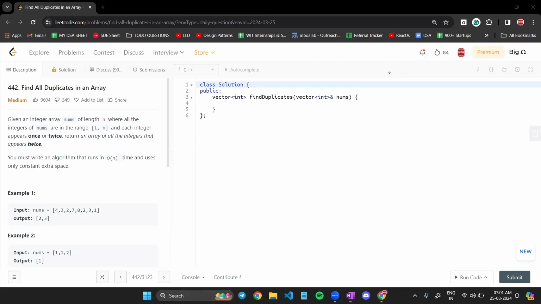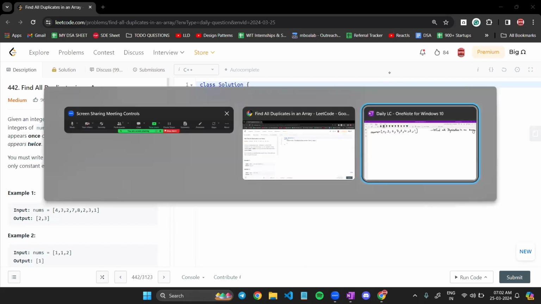Hey everyone, today we are going to solve the Daily LeetCode challenge of 25th March 2024, and the problem statement is find all duplicates in an array. So let us first understand the problem statement.